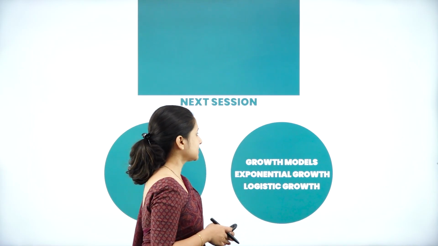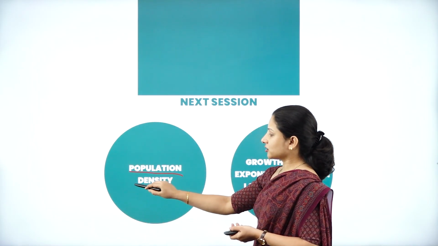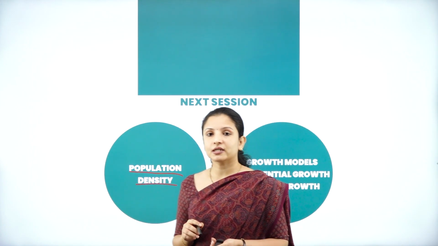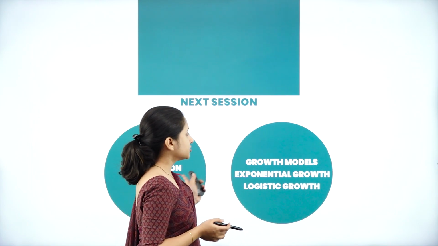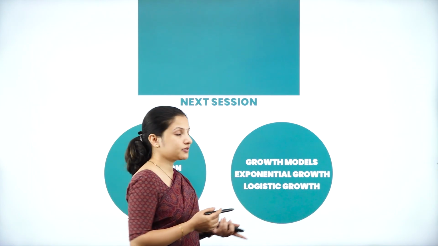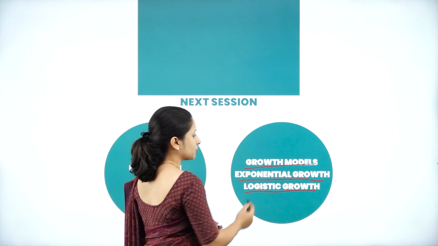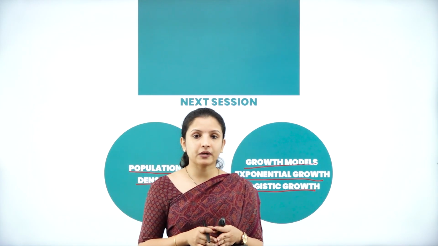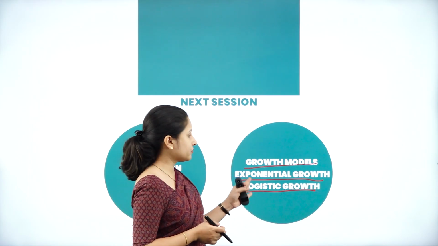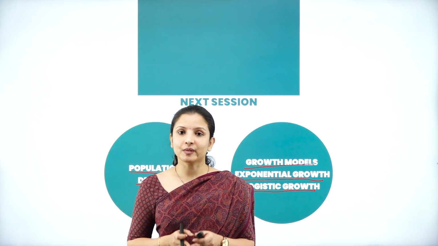In the next session, we shall discuss the density of the population. Population density is nothing but the size of the population. It can be explained using various growth models such as exponential growth and logistic growth. How the density of a population is measured using these two growth models, we shall see in the next session. So we shall meet in the coming session.